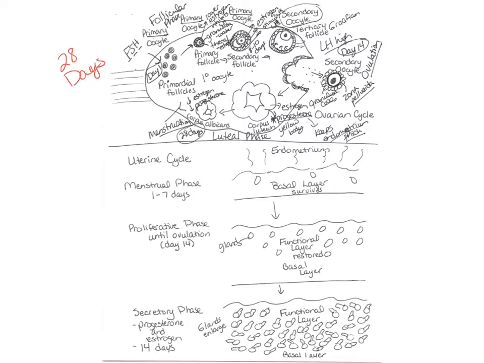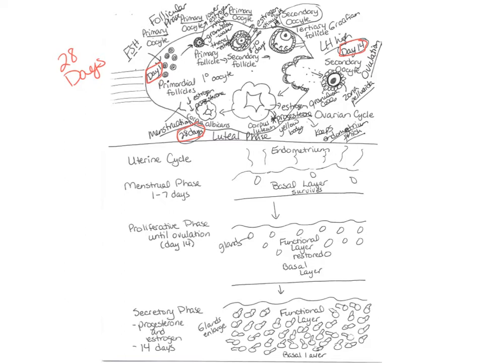Day 1 of the ovarian cycle began when those primordial follicles started to develop. And then by day 14, the secondary oocyte ovulated into the pelvic cavity. And then by day 28, the corpus luteum degenerated into the corpus albicans if the secondary oocyte was not fertilized. The estrogens and progestins that are secreted from the follicle cells and the corpus luteum in the ovary have a lot to do with what goes on in the uterus.